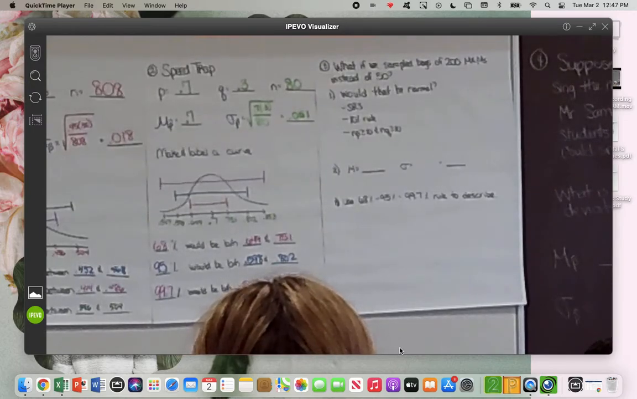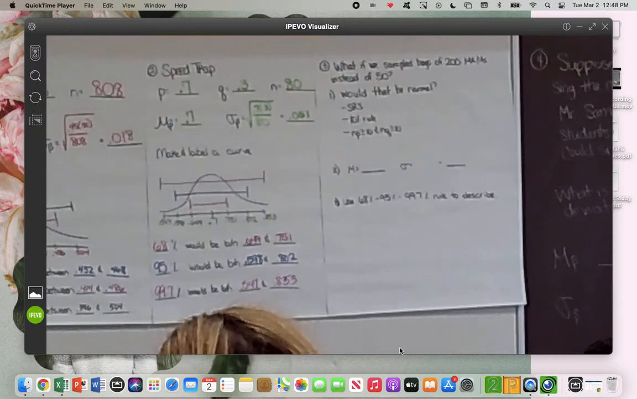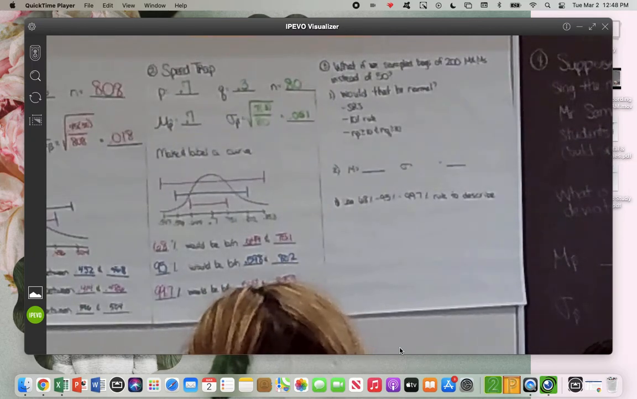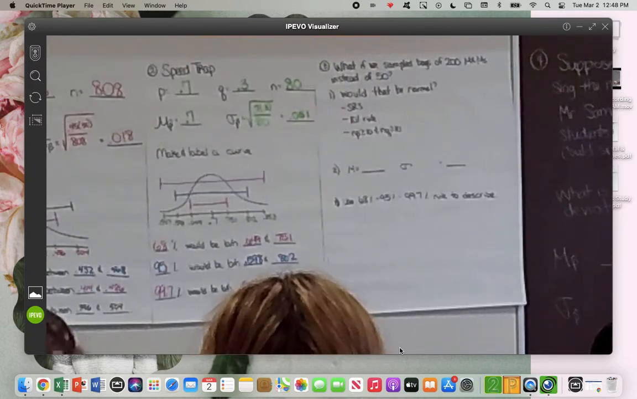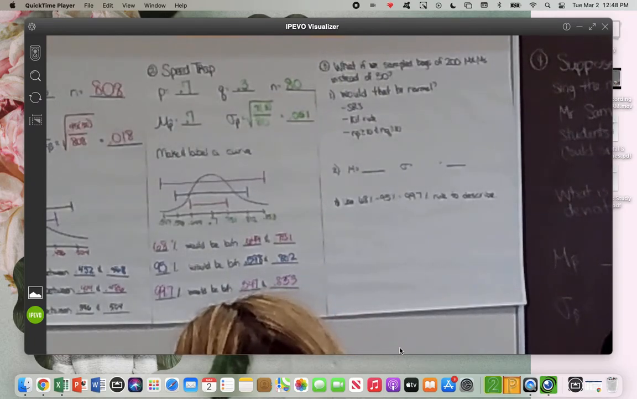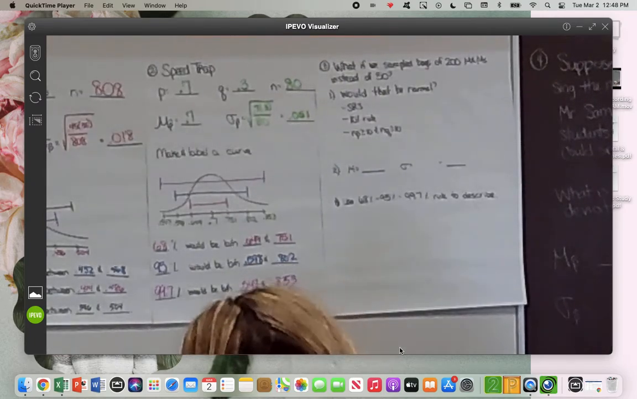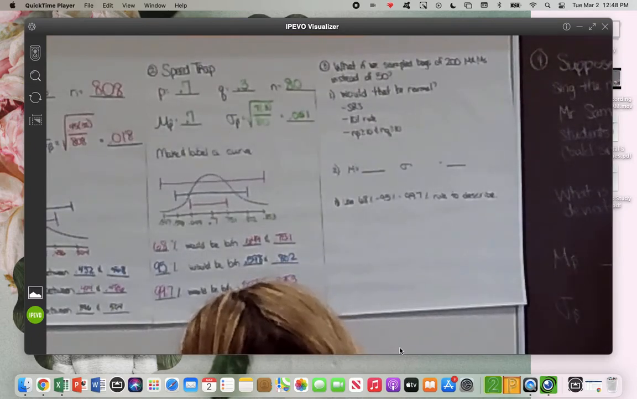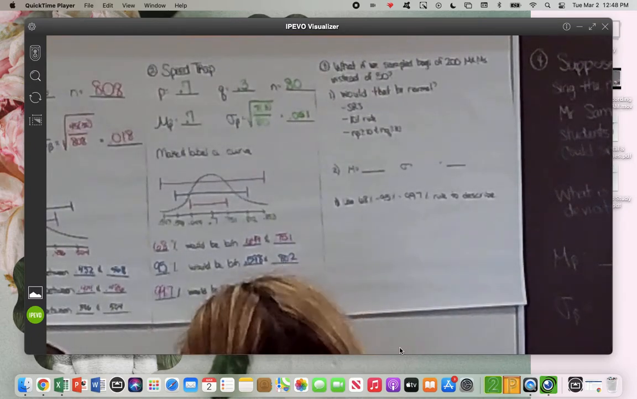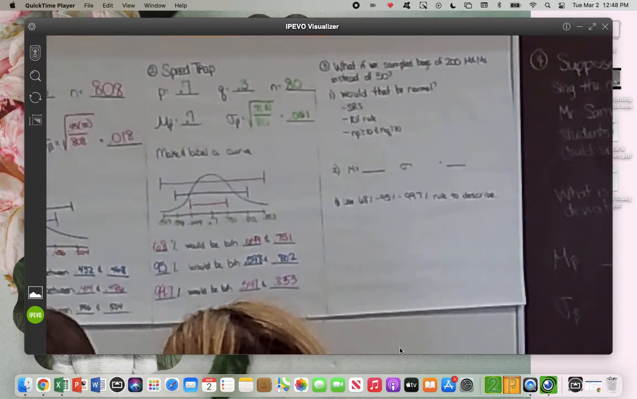Now, 95% of the time, our speeding percentage is going to be between 59.8 and 80.2. Again, as the percentage increases, so does the range. And then 99.7% of the time, your speeding percentage is going to be between 54.7 and 85.3. So do you guys have any questions on these first two?